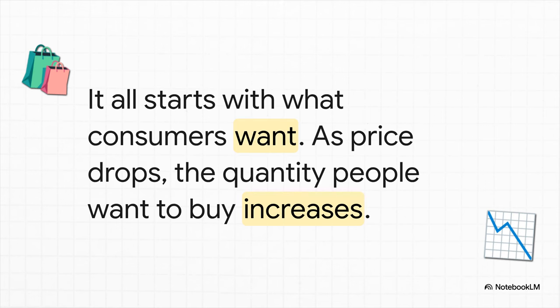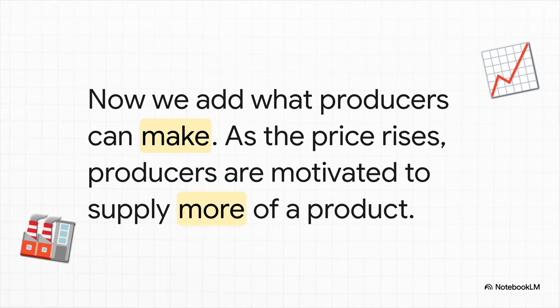So first up, let's talk about what we, the consumers, want. This is the demand curve, and it slopes downward, which makes total sense, right? When something is super expensive, fewer of us want to buy it. But as that price drops, demand shoots up. Pretty straightforward. Okay, now let's flip the script and look at it from the producer side.